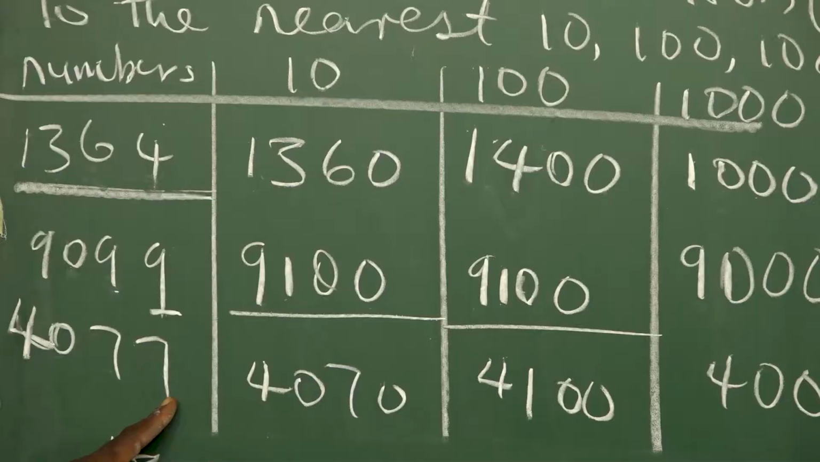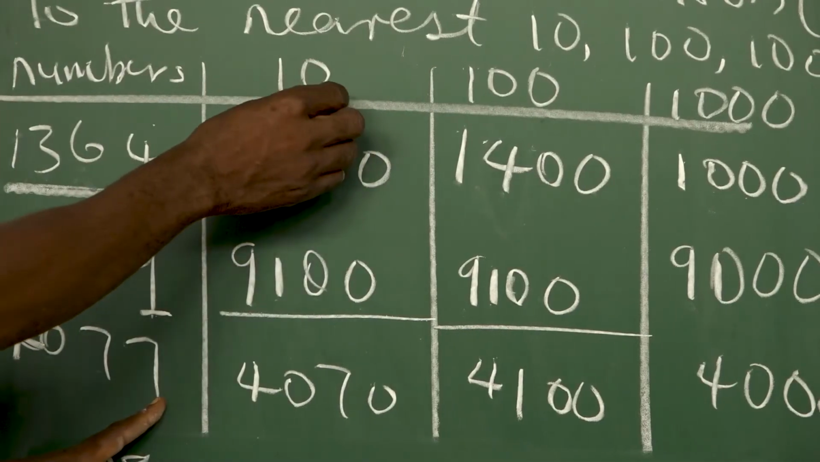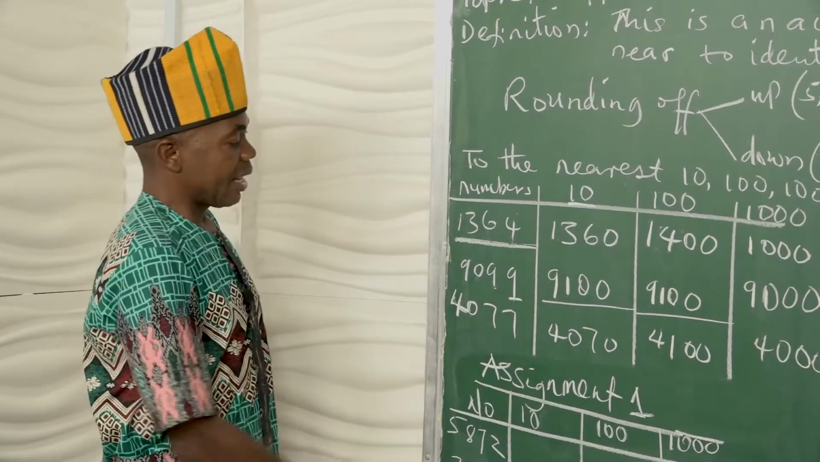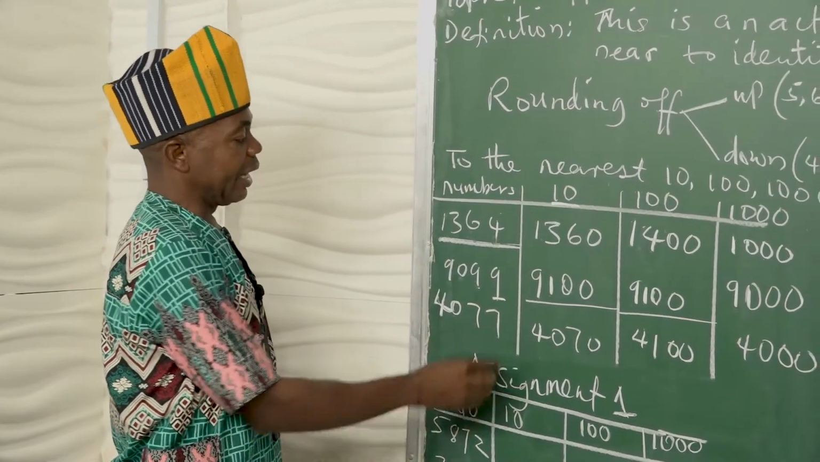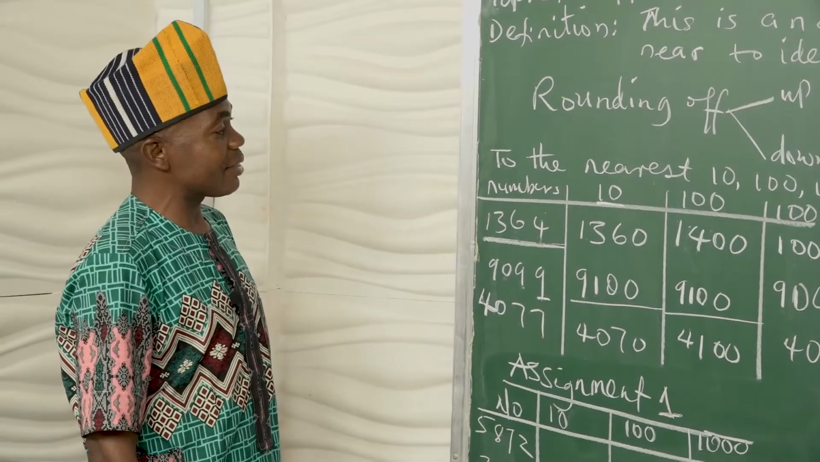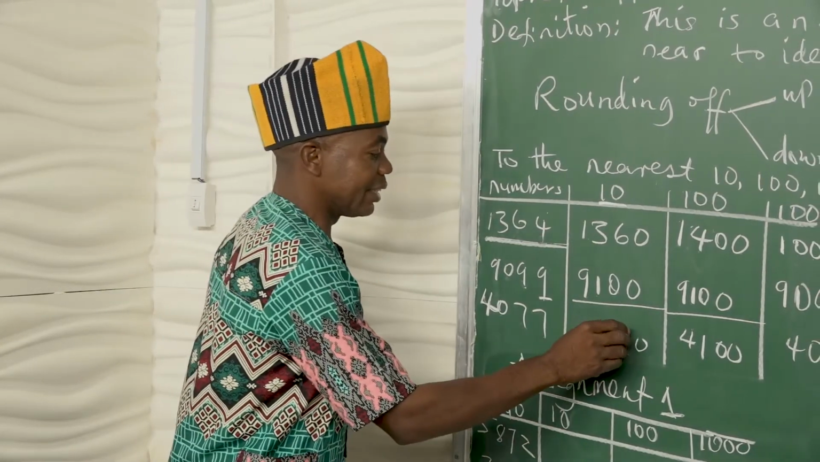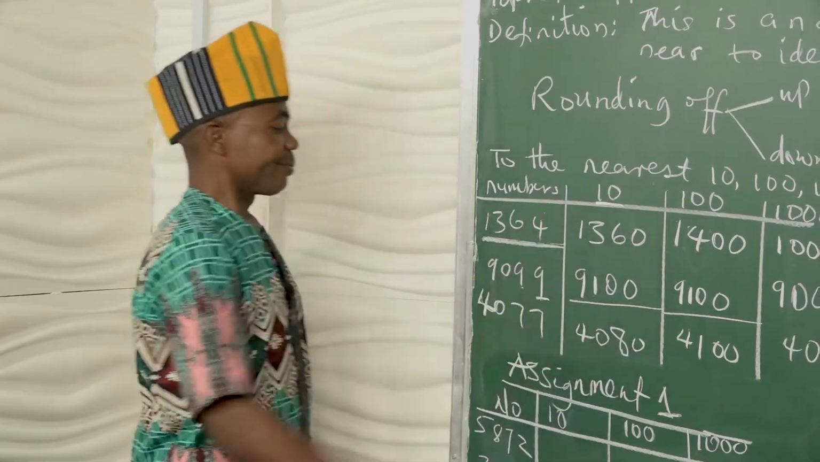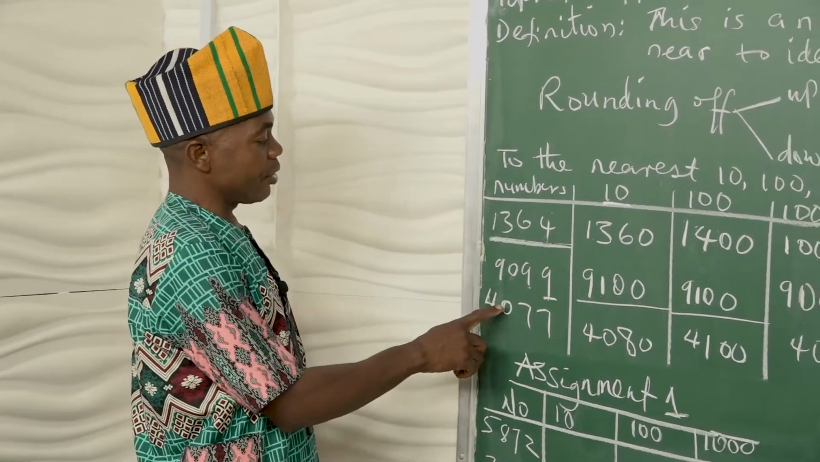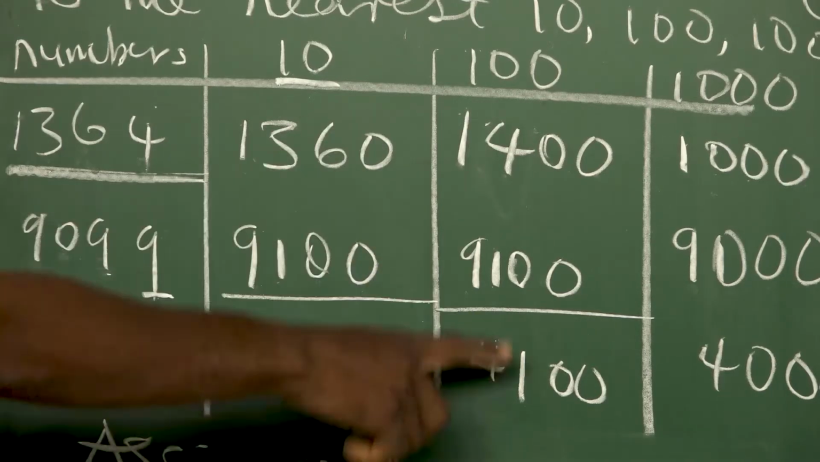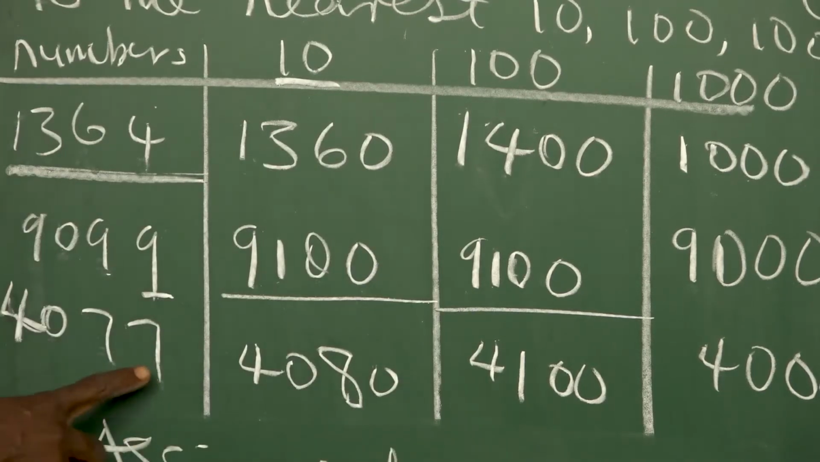And then the last one in the example we gave, I have 4,077. The last digit here under the approximation of tenth is to be changed to 0. And 7 is in the category of numbers to be rounded up to 1. Add that 1 to 7, it changes this to 8. So we have 4,080. And then to the nearest 100, we have 1, 2.